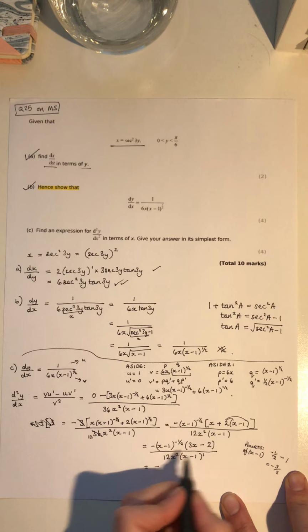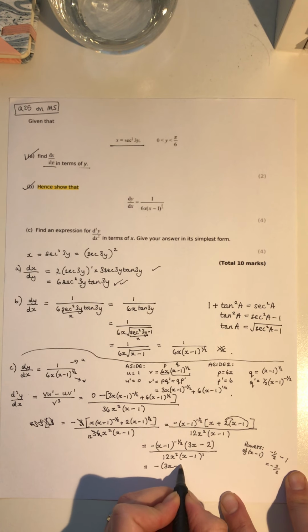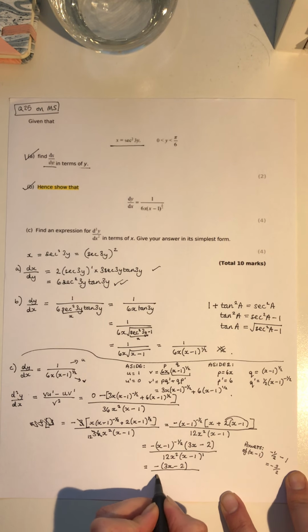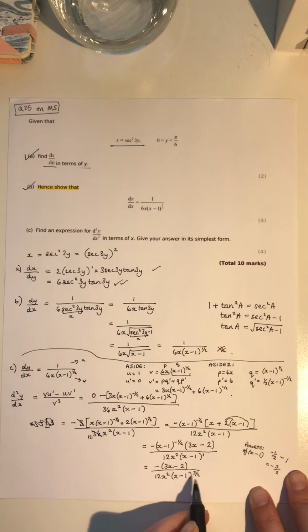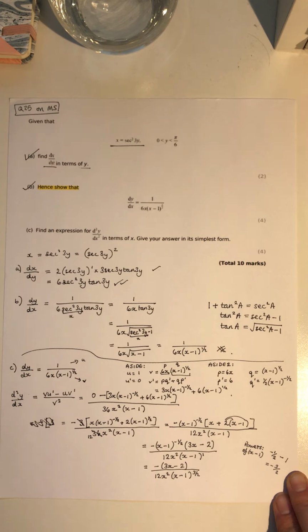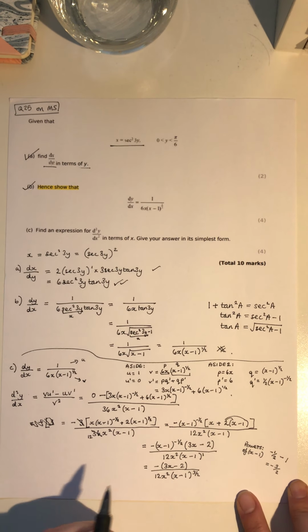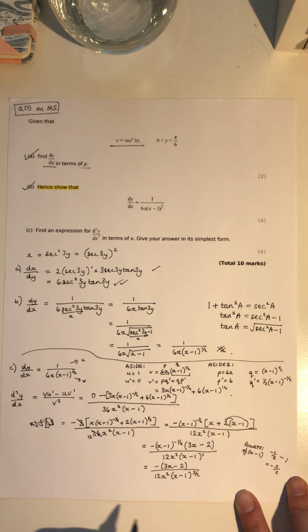So keep your minus here. Keep your 3x take 2, but then in the bottom of the fraction we have got (x minus 1) to the power of 3 over 2. That's the same as (x minus 1) to the power of minus 3 over 2 there. So finally, that is its simplest form.